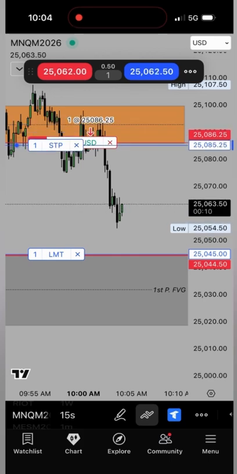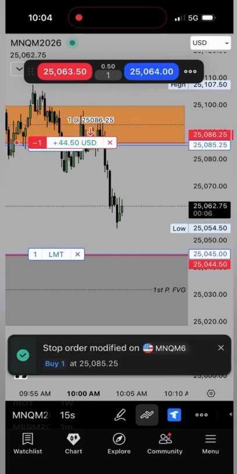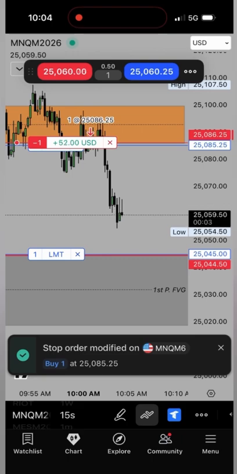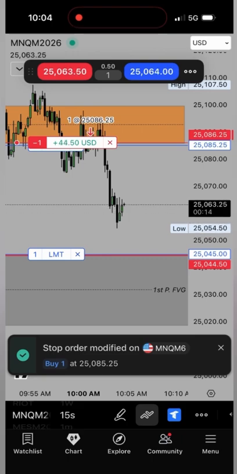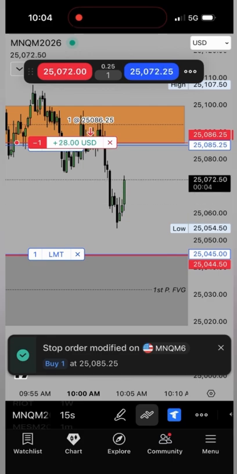And I like that we had that consolidation on that 15-second chart, and we had those relative equal lows, and it was all directly above the 931 first presented fair value gap. So I really like that as a draw on liquidity.